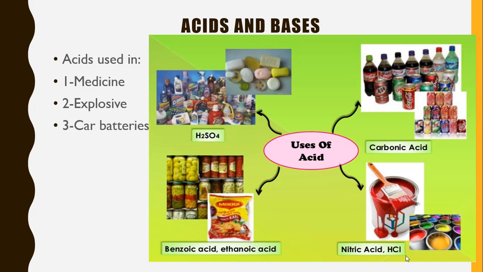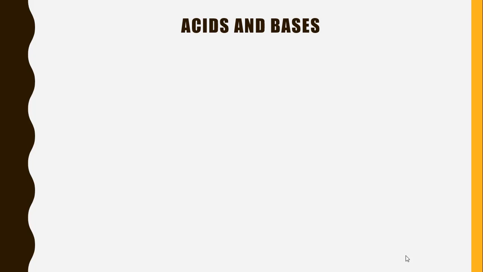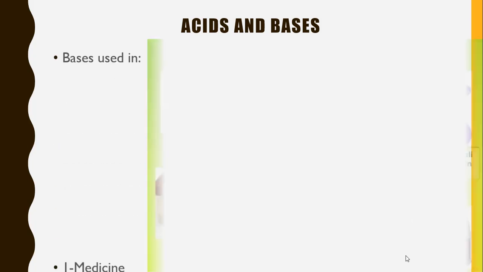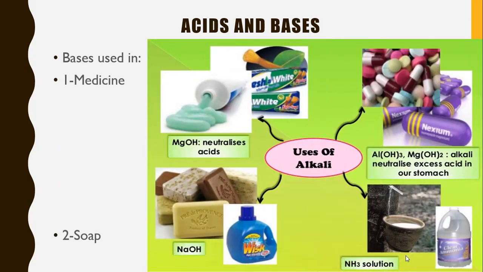Car batteries: inside the car batteries, there is acid like sulfuric acid. Plastics, in making plastic, and fertilizers. Also, bases are used in medicine and in making soap. Soap is made from sodium hydroxide.